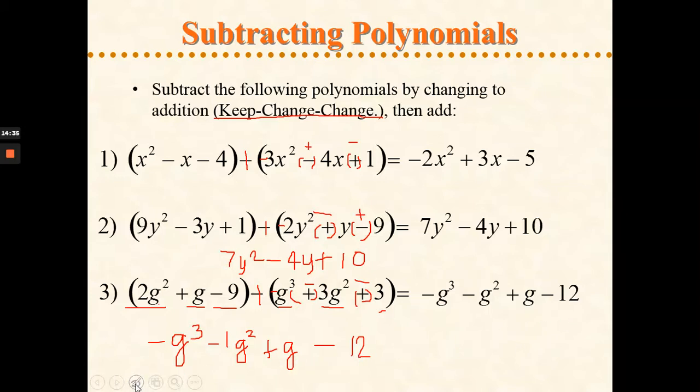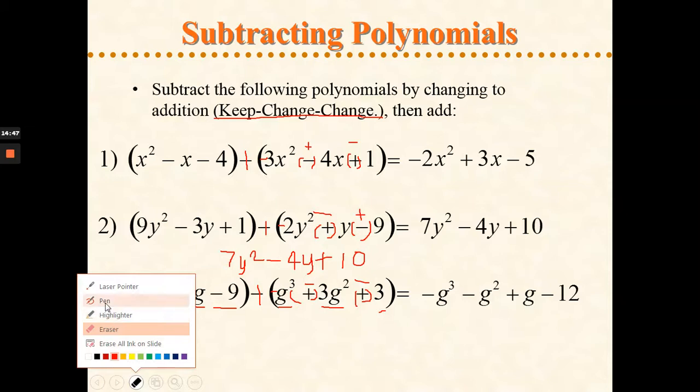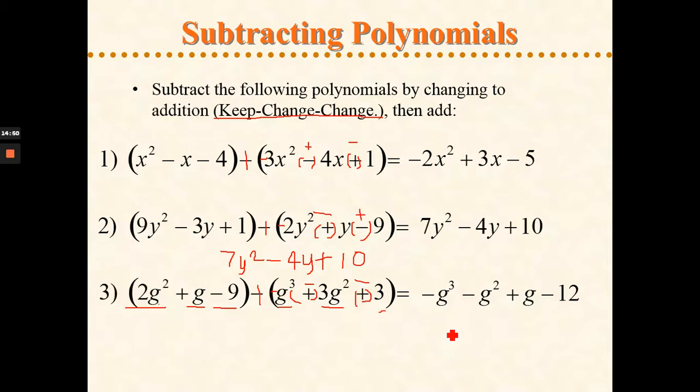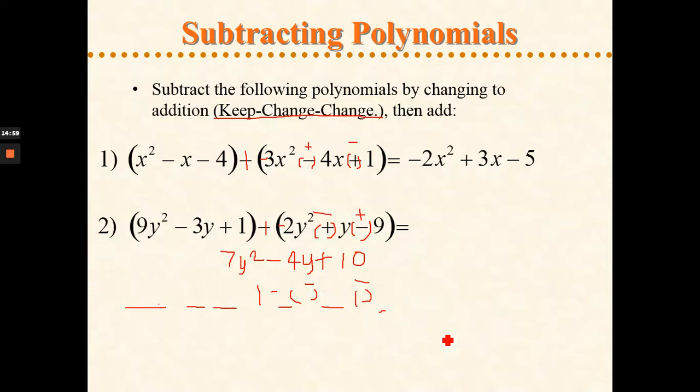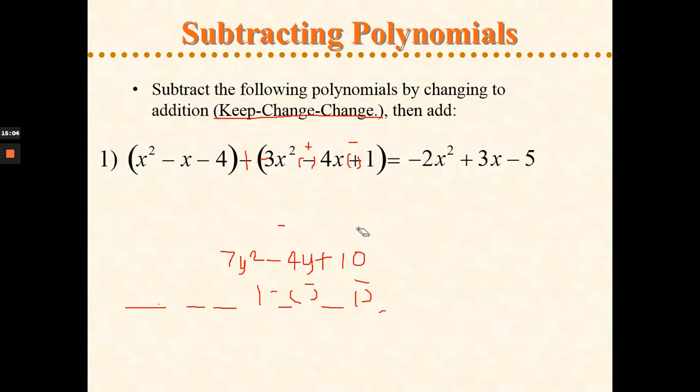The disadvantage of subtracting horizontally is that, just like what I did, I made a mistake. It is a little bit confusing. So if it is hard for you to follow subtracting horizontally, you can subtract it vertically. So let us go back to the first example and try to subtract the given polynomials vertically.